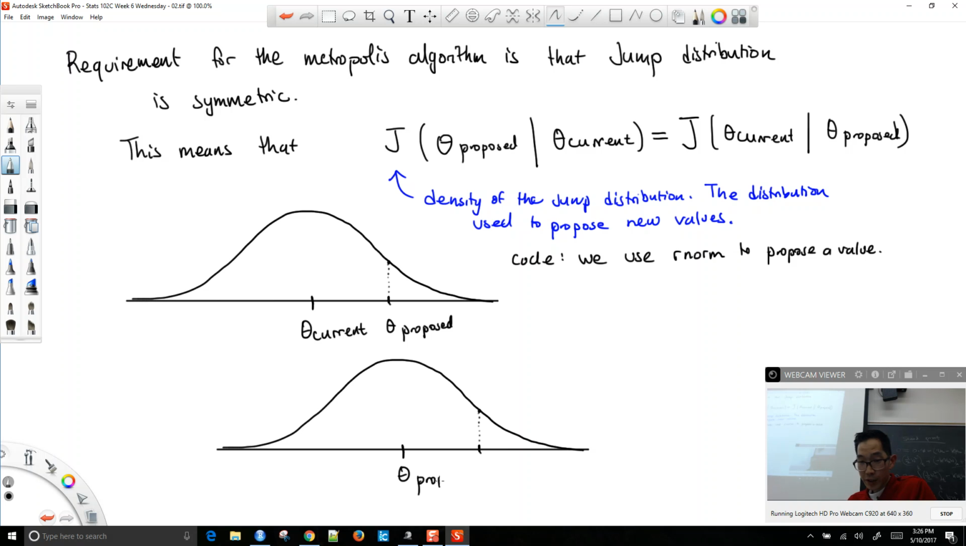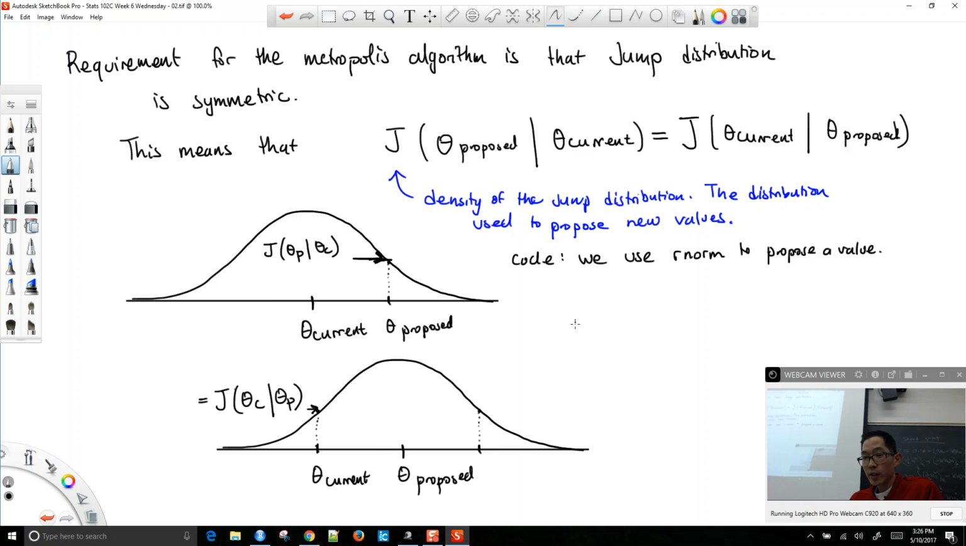If we're centered at theta proposed, then what's the probability of getting theta current? Then we come up here, and this height right here represents J of theta proposed given theta current, and we find that it is equal to this location, which is J of theta current given theta proposed. That's what we mean by it being symmetric.